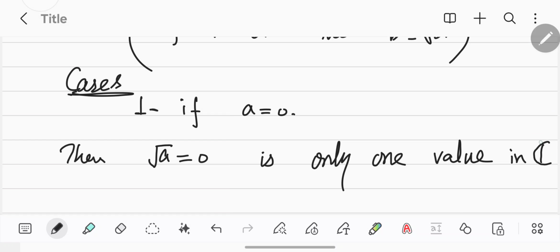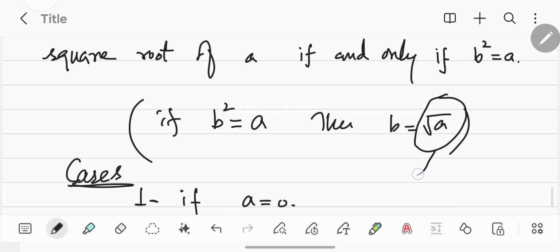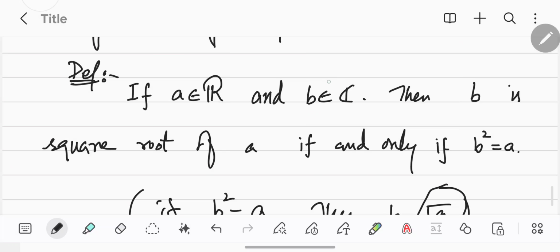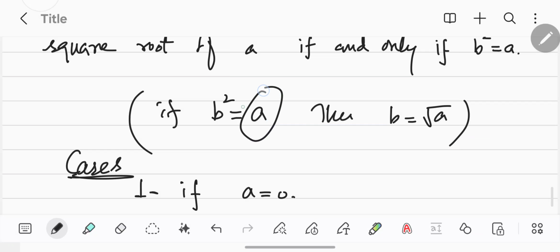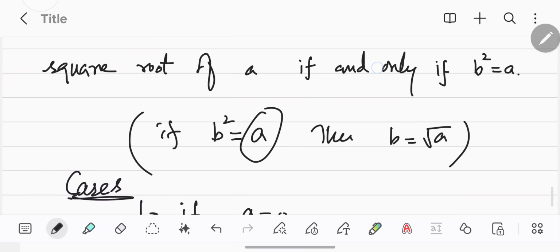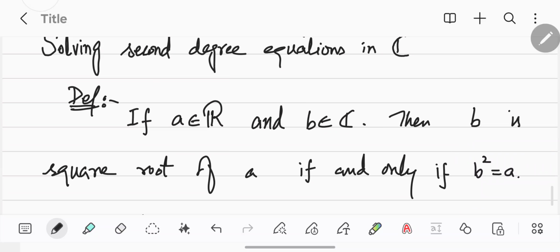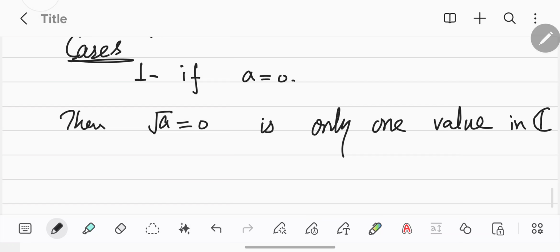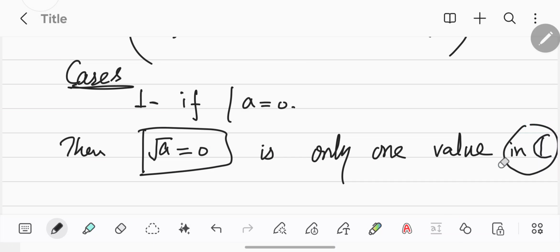So why am I saying it's a value in C? Because square root of a is equal to b, and b belongs to C. So if I am talking about a real number a, that means I am talking about a real number. If I am talking about square root of a, but square root of a is equal to b, that means I'm talking about the complex numbers. So I took a real number, which is a, and I land inside the complex numbers.